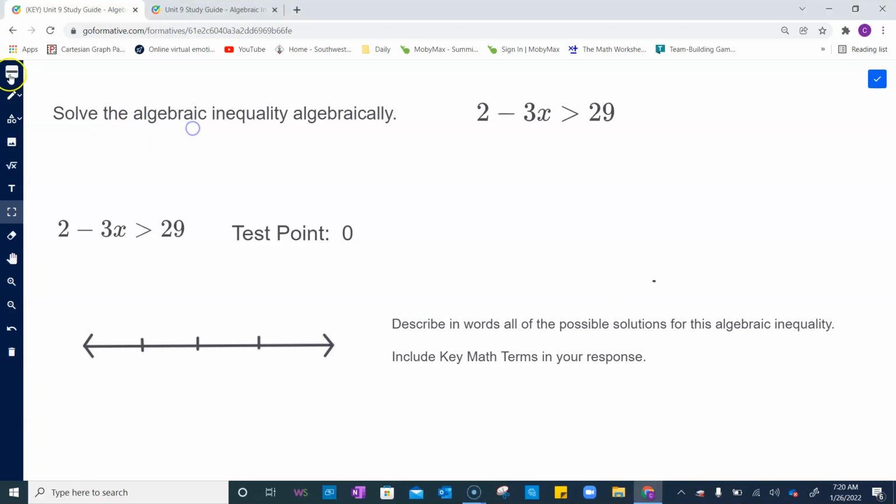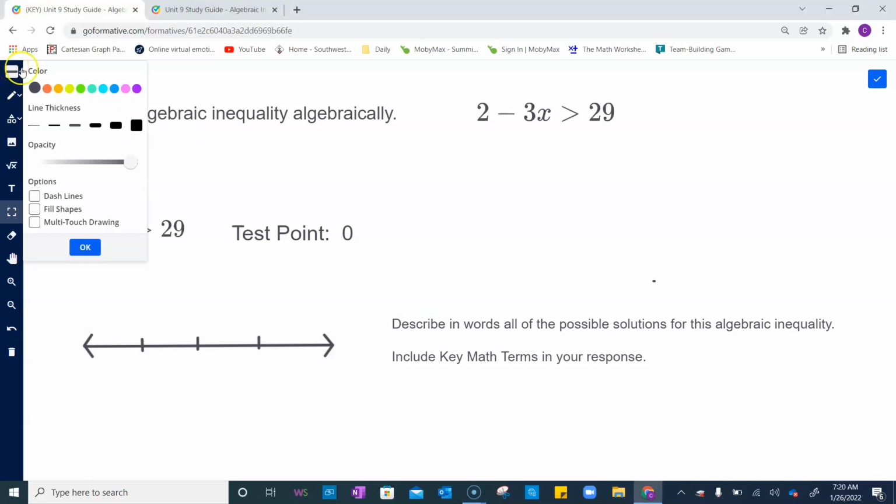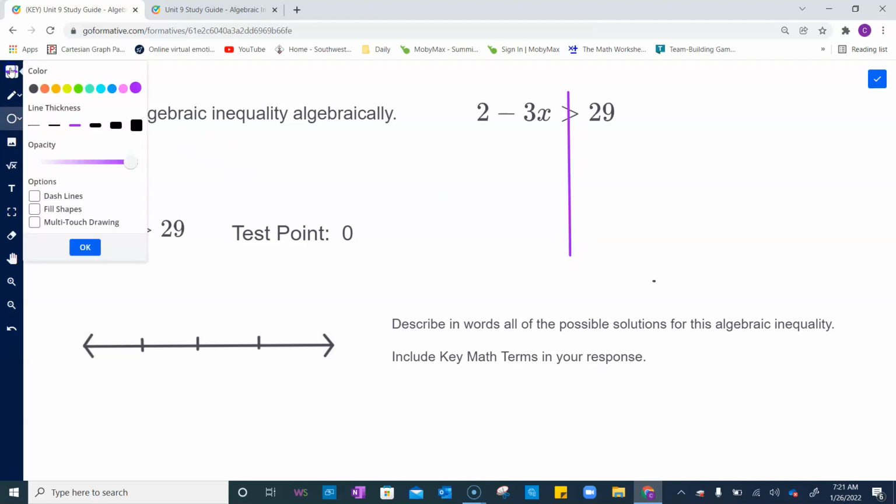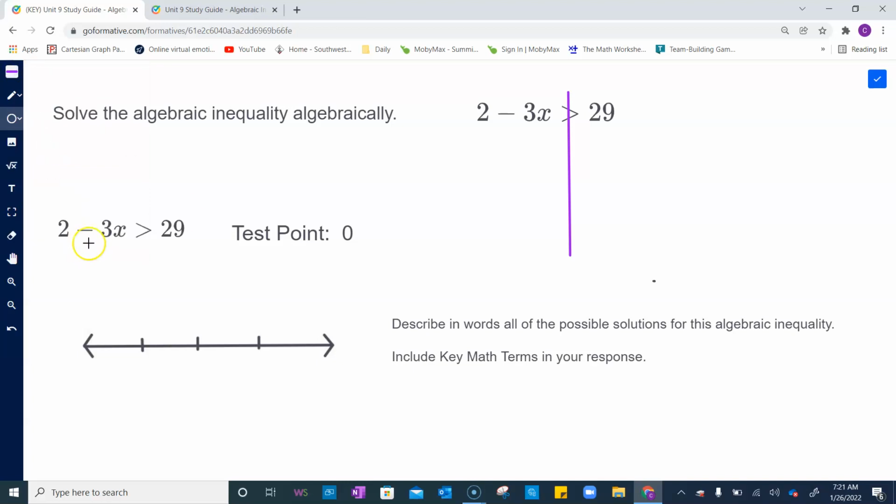So we need to solve this algebraic inequality, and we are going to solve it algebraically. So that means we are going to use our inverse operations on both sides of our equation. I'm going to start by putting a few organization pieces in, the bar down the middle, and then I'm going to circle the variable term, the term with the variable right here. And notice that I didn't just circle the 3x, I circled the minus sign in front.